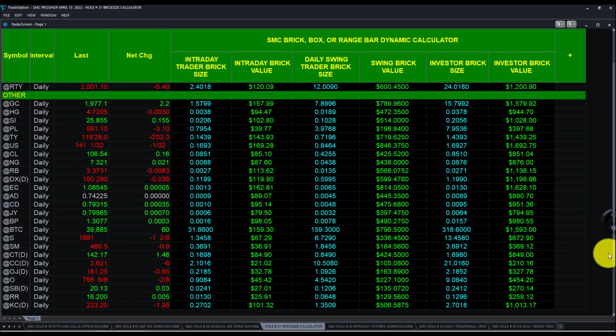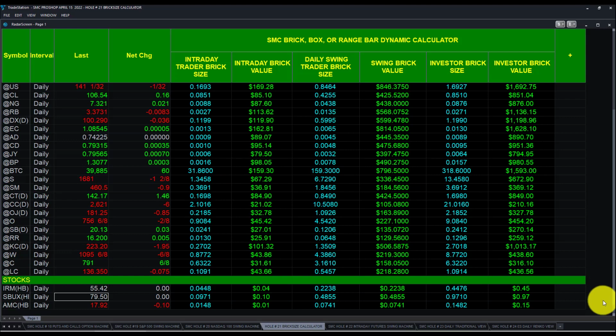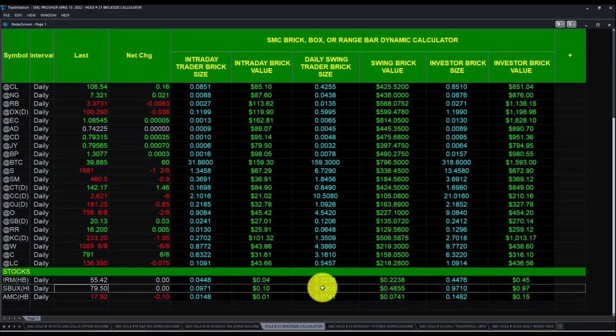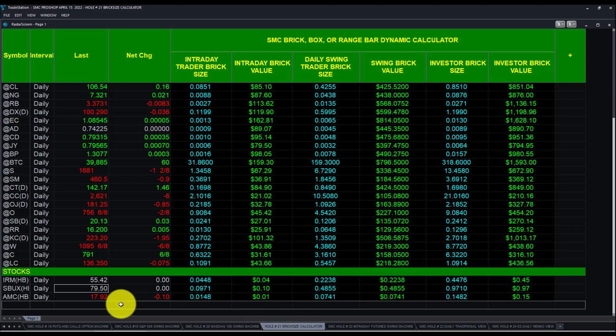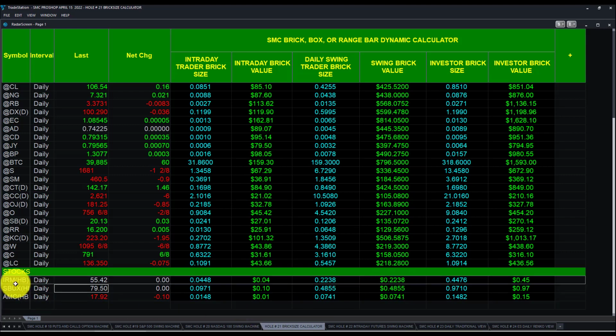We can even give it stocks as an example. They're pennies, so there's no calculation for the value. But if you are trading Iron Mountain, for instance, and you want to trade it intraday on a point and figure, it's recommending that it be about 4.5 cents, on a daily 22 cents, and on an investor 44 cents, as an example.